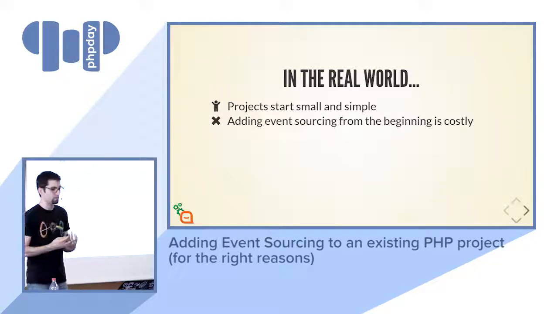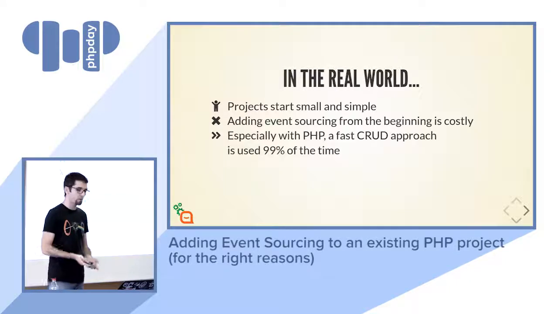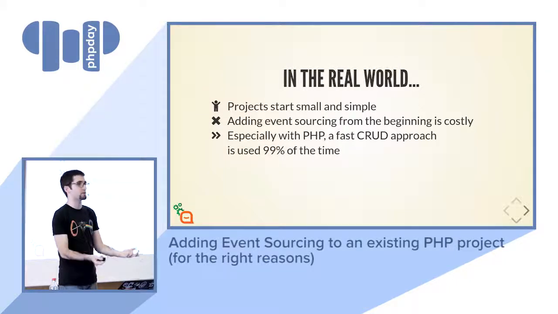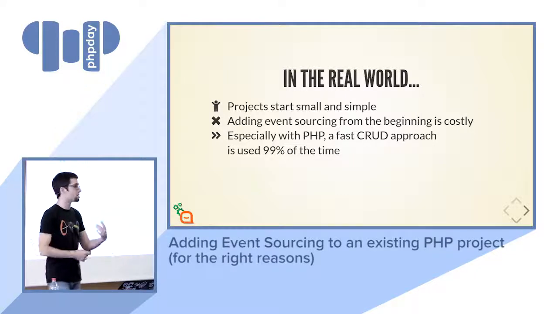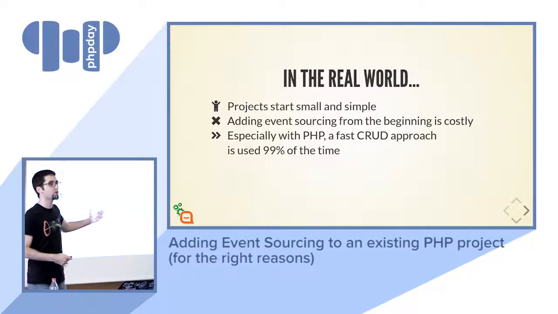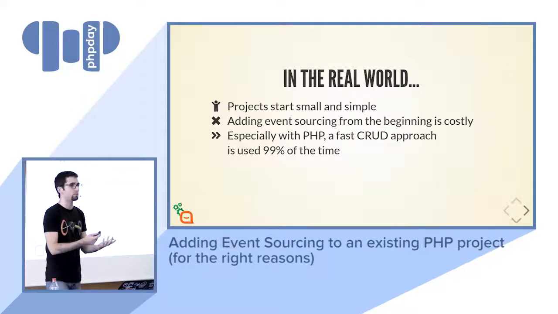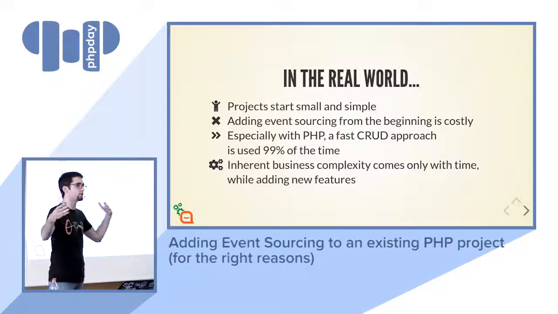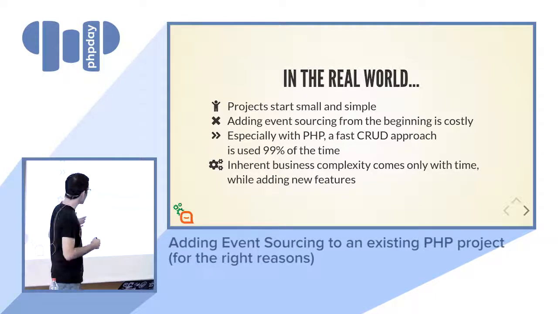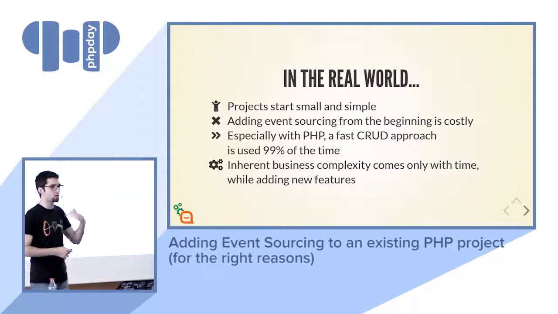So adding event sourcing from the start is costly because you have to add a lot of infrastructure. In PHP, we use CRUD a lot because it's really fast. You get something out of the door so fast that you can prove your idea and see if the customer responds to that, and then later evolve the prototype into something more meaningful. So the inherent business complexity comes only with time, when you start adding new features and new stuff starts interacting. So you have enough of a reason to use something so complex only later on.